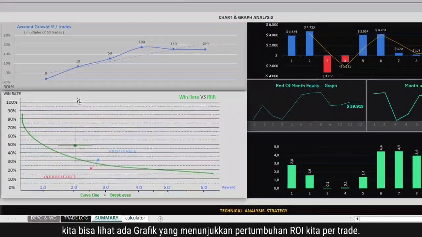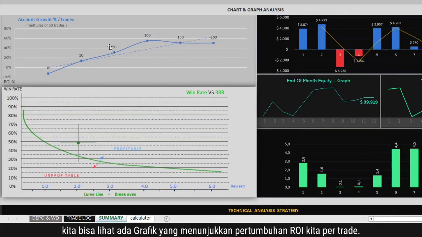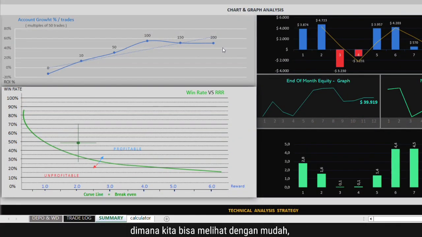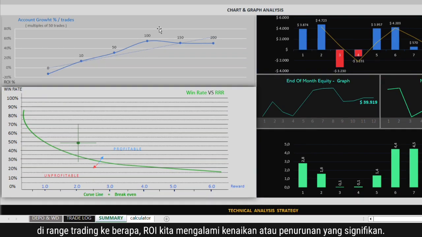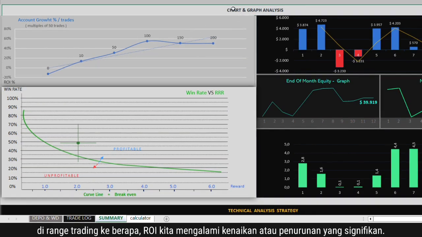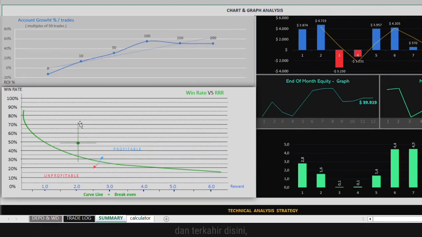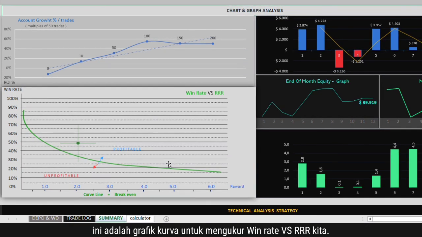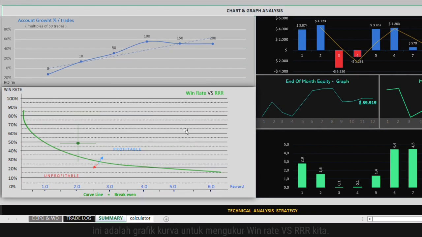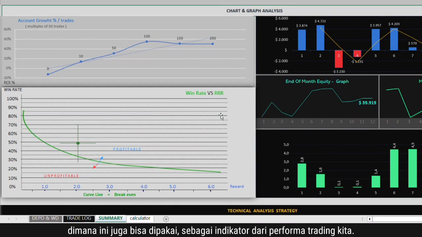Now moving to the left, we can see a graph showing the growth of our ROE per trade, where we can easily see in which trading range our account's ROE has improved or decreased significantly. And the last one here is a curve graph to measure our win rate and rewards, which can also be used as an indicator of the performance of our trading.